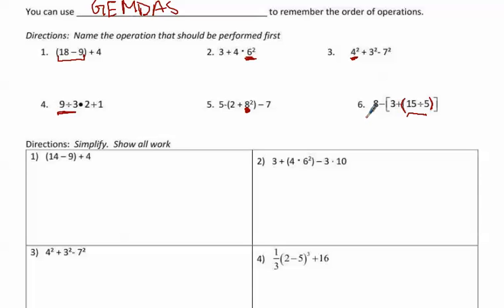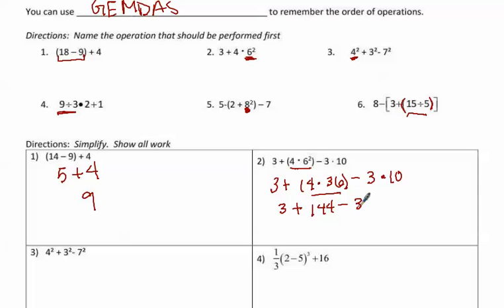Let's try a few problems. 14 minus 9 is 5, plus 4 is 9. Within the parentheses, I'm going to do my exponents first. So you get 4 times 36, continued with 3 minus 3 times 10. You're still working on the grouping. 3 plus 144 minus 3 times 10.